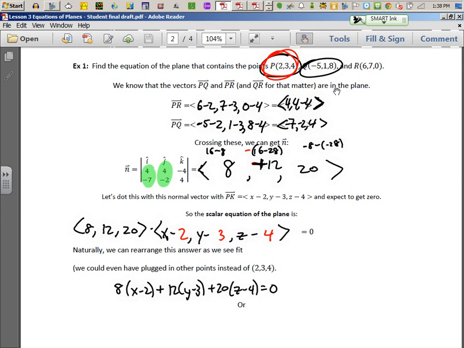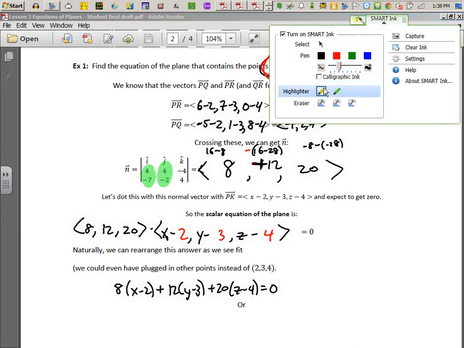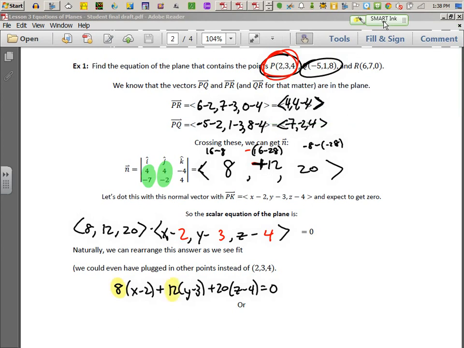And that's the answer. If you want to, you can go ahead and divide the coefficients a little. You'll notice 8 and 12 and 20 are all divisible by 4. So you could reduce it a little bit. Divide everything by 4. So this is now 2. This is 3. And this is 5. But this is the equation of a plane.